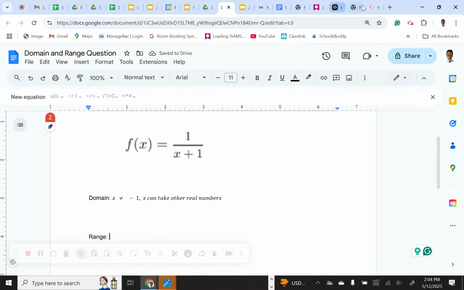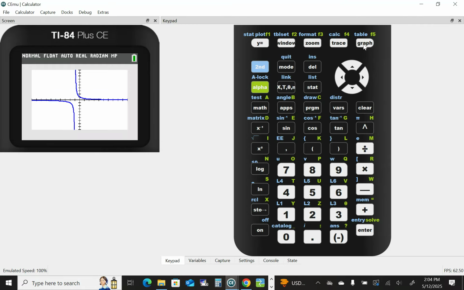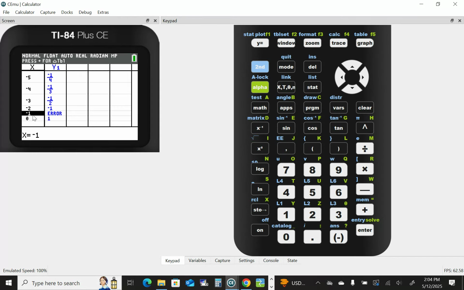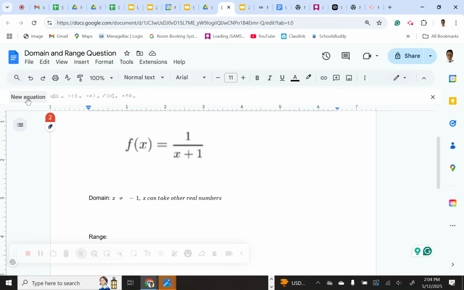Now again, if we look at the range, simply if you look at the graph, the graph doesn't seem to touch the x-axis, and we can also be sure by going onto the table, where you realize that there is one particular y value which is missing, which happens to be 0. So in this case, we could simply say that the range is y is not equal to 0, but y can take other real numbers.